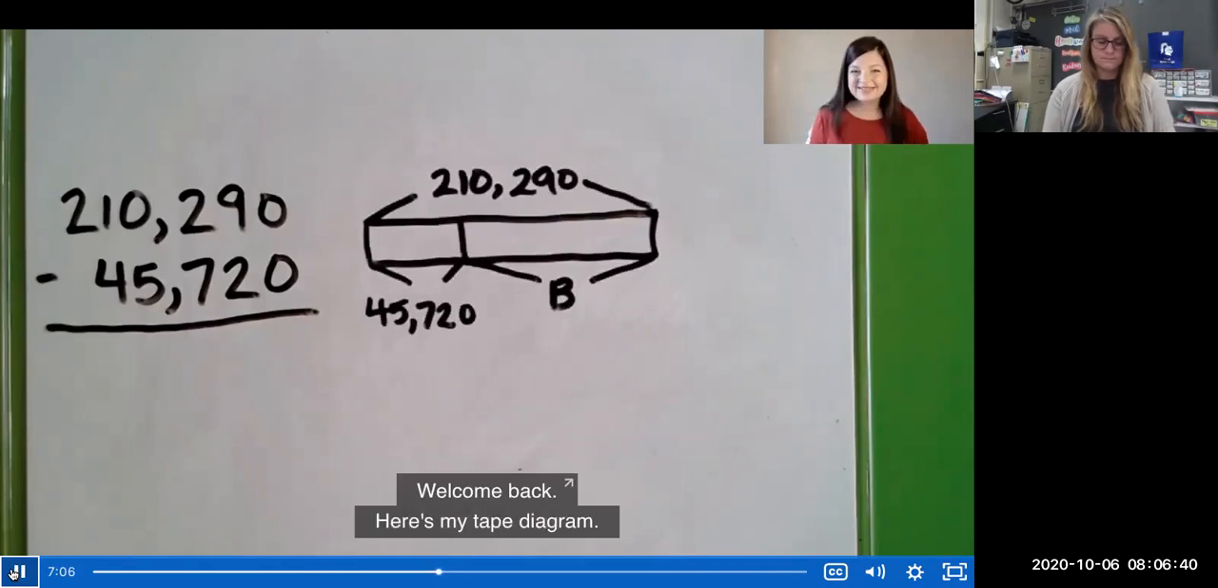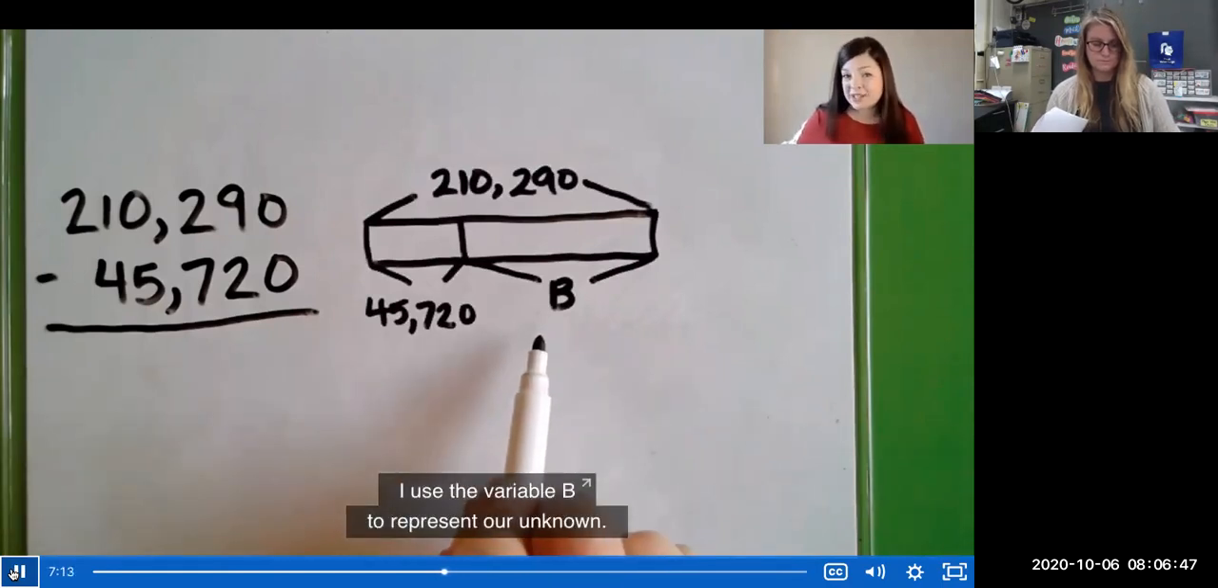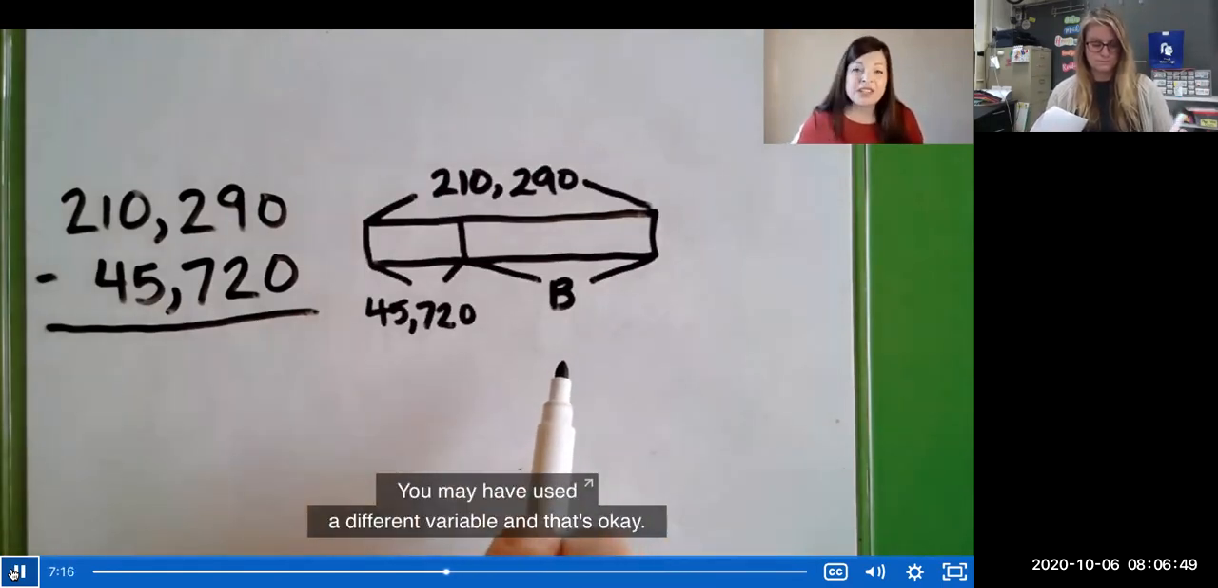Welcome back. Here's my tape diagram. Does yours look similar? I used the variable b to represent our unknown. You may have used a different variable, and that's okay.